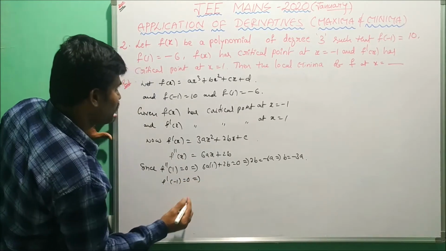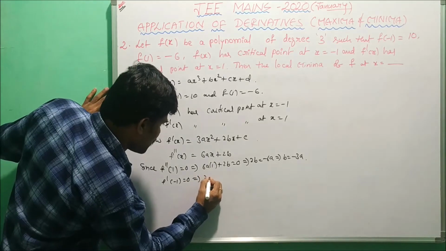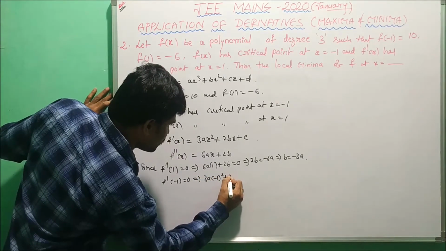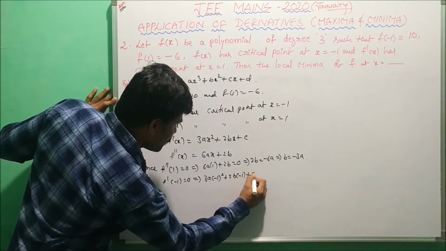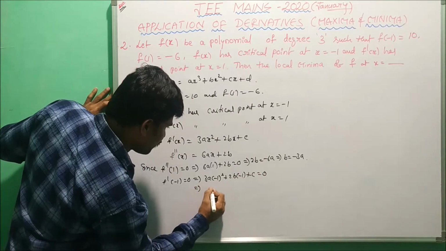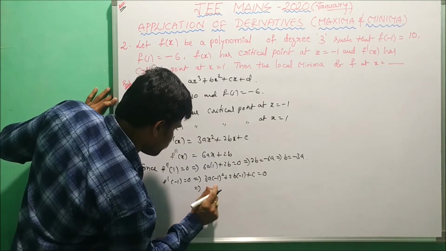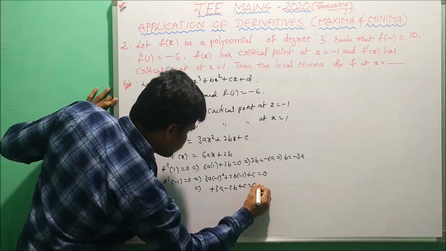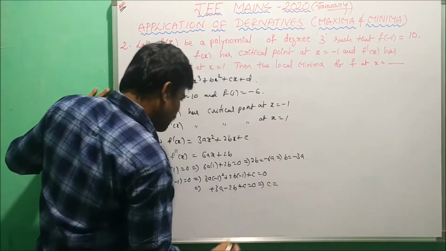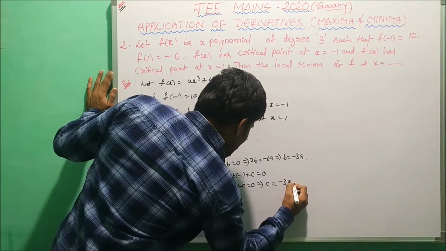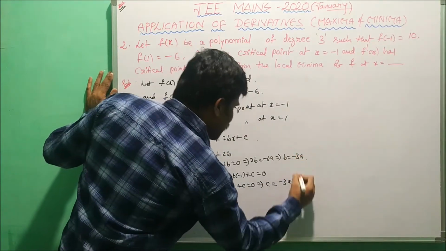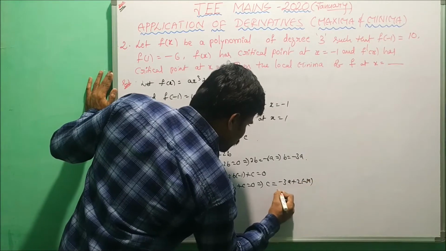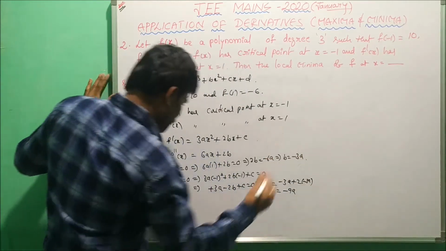Now, which implies 3a into (minus 1) whole squared plus 2b into (minus 1) plus c equals 0. That means this is plus 3a, this is minus 2b plus c equals 0. From this, c equals minus 3a plus 2 into b, where the value of b is minus 3a. So the total value is minus 9a.